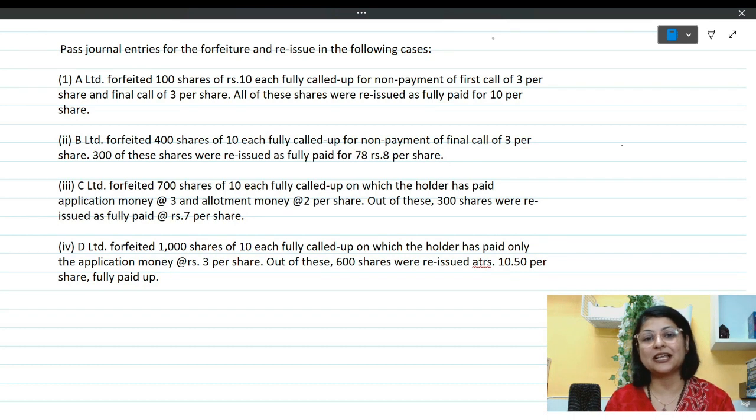In the previous classes, we have already solved the kind of questions where the money is taken in lump sum and the money is taken in various calls like application, allotment, etc. So we have already done enough practice. I do not want to go back on that concept and give less time to this. I wanted to focus fully on the reissue and forfeiture entries. That is why I have picked up this kind of question where we will be doing only reissue and forfeiture entries.